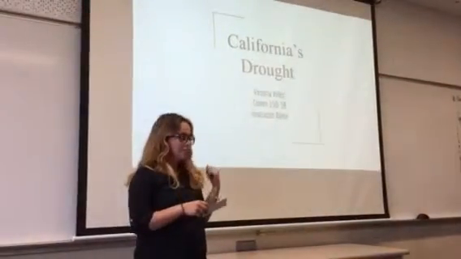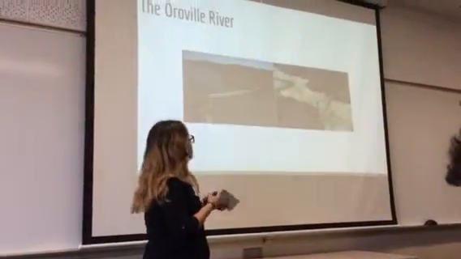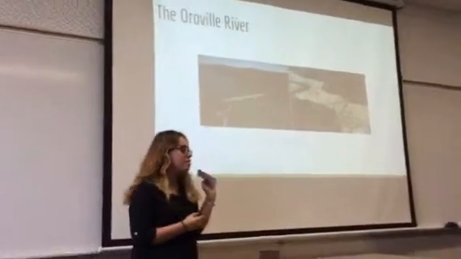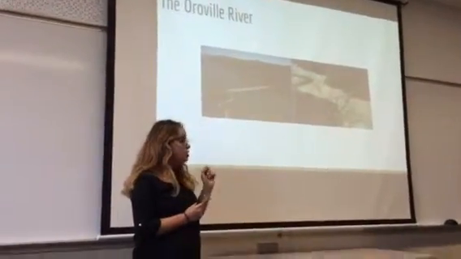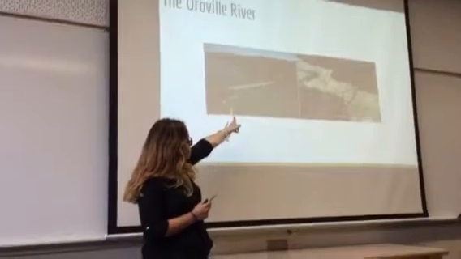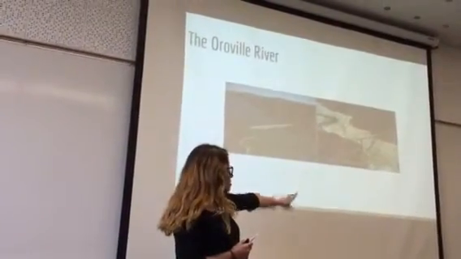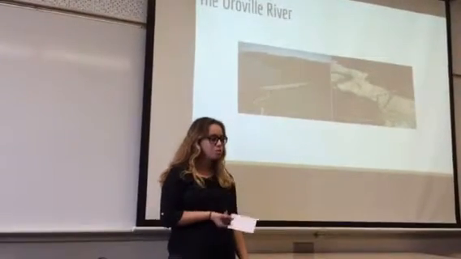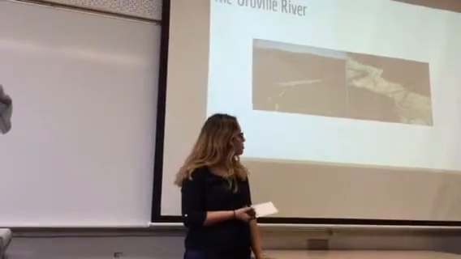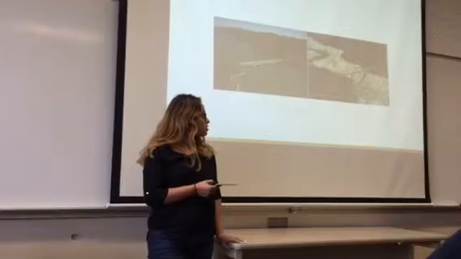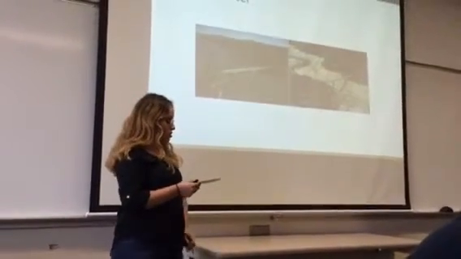So to begin, I'm going to show you a picture of the Orville River, and this is located up north towards Chico. The first picture on the left right here was taken in 2011, and this one was taken in 2014, only 3 years later. The changes are pretty much unbelievable, but there is only one cause for this, and that's the drought.